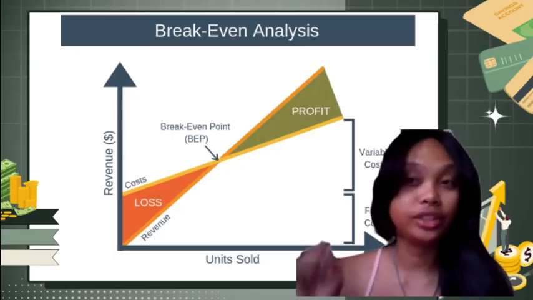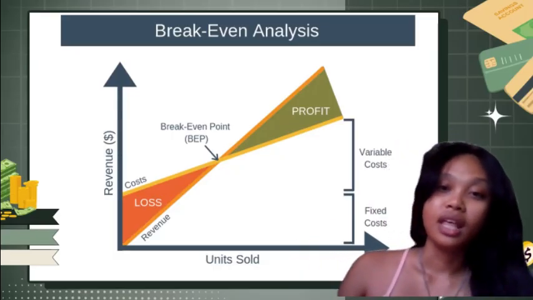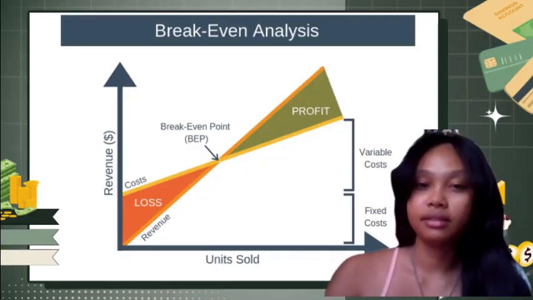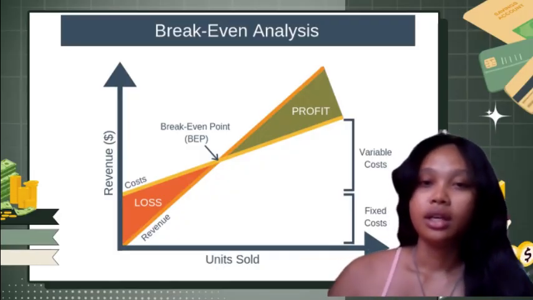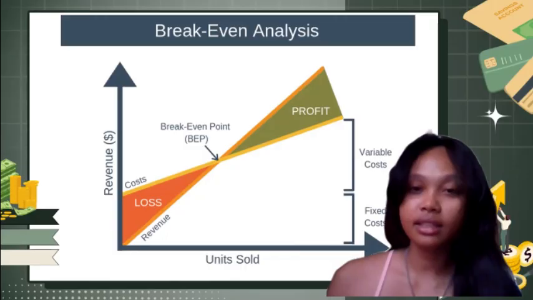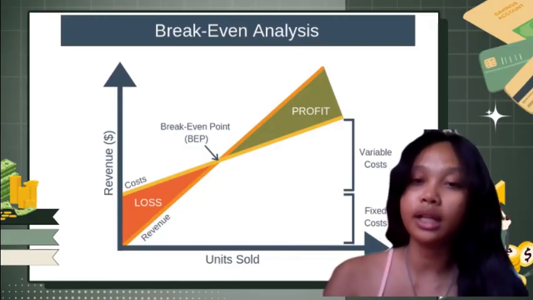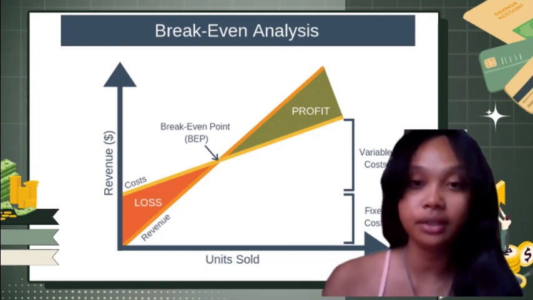The more units you sell, the bigger the profit. Fixed costs stay the same, like rent and salaries. Variable costs increase as you sell more, like materials and production.